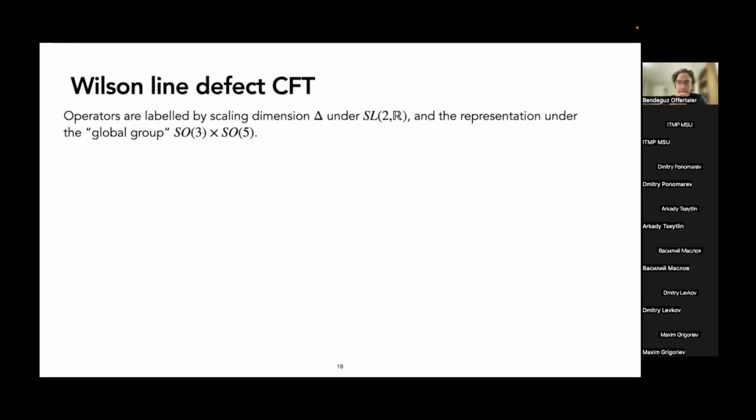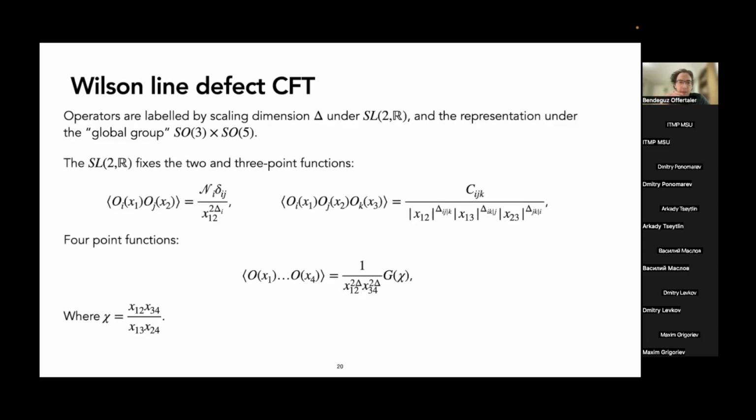The defect correlators are constrained by 1D conformal symmetry, just like in higher dimensional CFT. For example, operators can be classified as primaries and descendants, with the primaries being labeled by a scaling dimension under SL(2,R), and also the representation under SO(3) × SO(5). So for example, SL(2,R) fixes in the usual way the 2 and 3 point functions to take this familiar form, and also fixes the 4 point functions to a function of a single conformally invariant cross ratio chi. And in 1 dimension, there is only one independent cross ratio.